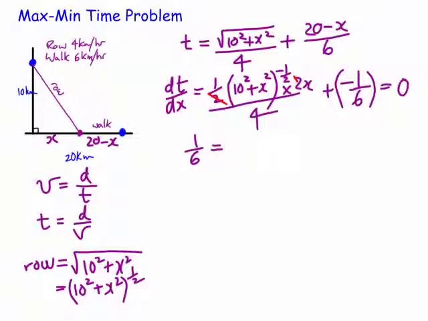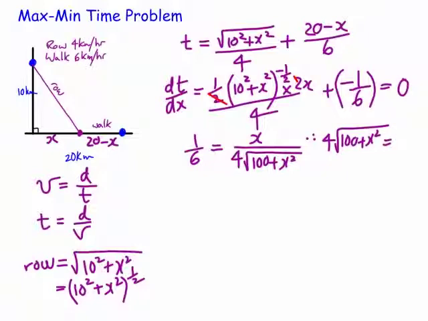There's going to be an x on the top over here, and if I put that square root on the bottom, we get 4 lots of the square root of, let's call it just 10 squared now, so 100 plus x squared. So we have to try and solve this equation for x. If we cross multiply, we'd get 4 lots of the square root of 100 plus x squared, which would equal 6x. Then we divide by 4.